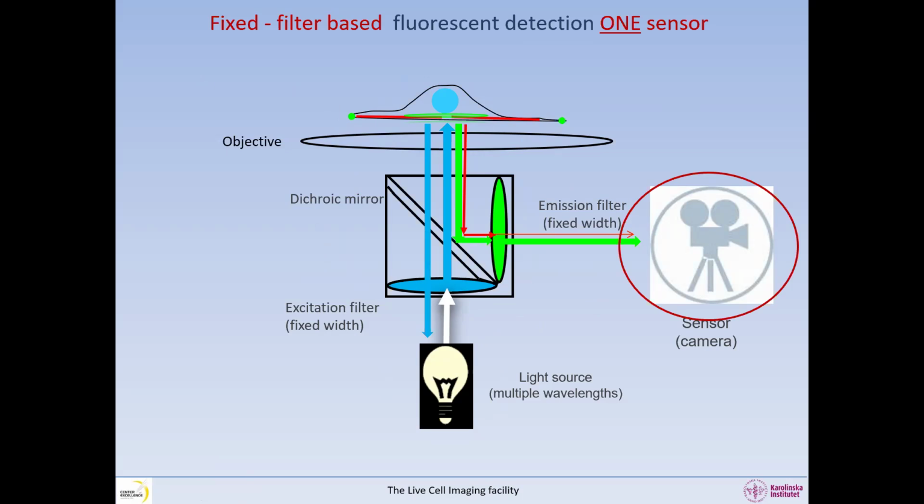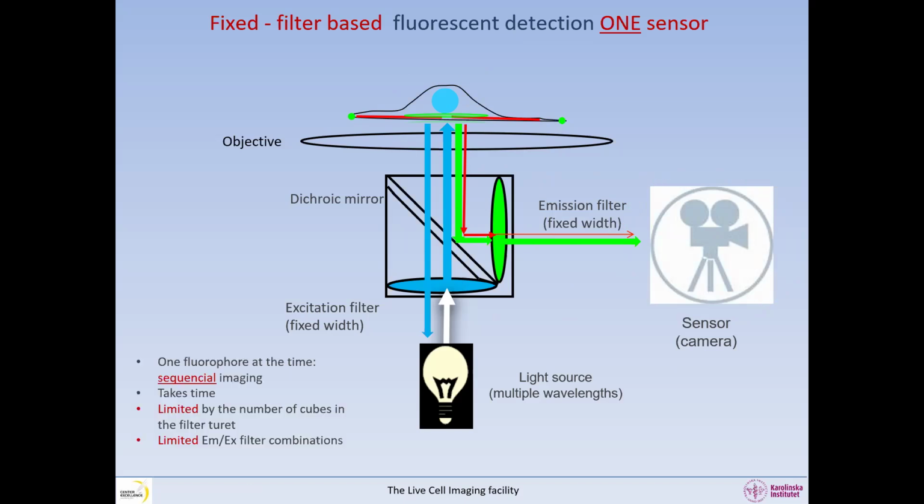So, of course, now the light coming from the light source will pass the excitation filter, the dichroic mirror, and will reach the sample. And the emission light coming from our sample will be reflected towards the sensor, passing an emission filter. And as I said, everything is fixed. It has a fixed width, which means that if we have several fluorophores, we will have to image them one at a time, sequentially.